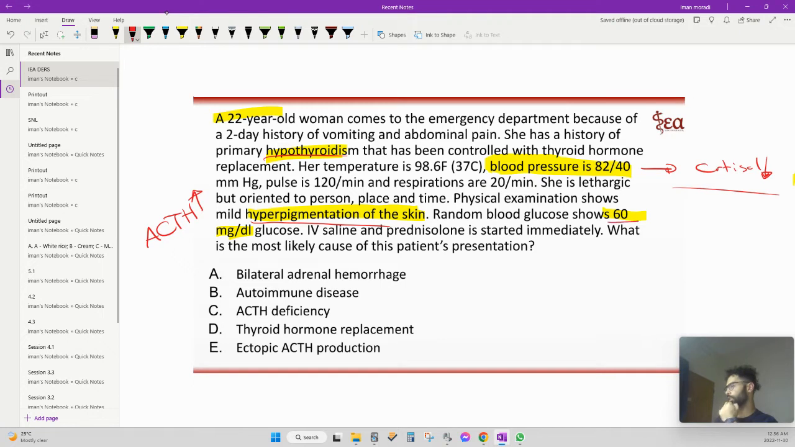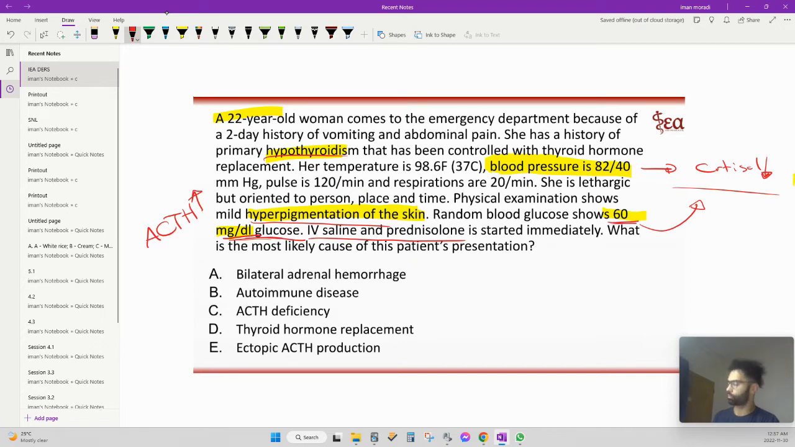And you got glucose of 60, which is really low, right? This also makes me think of low cortisol. I can still tie in the hypothyroidism with all this. And then it says IV saline and prednisone is administered. What's the most likely cause in this patient, right?